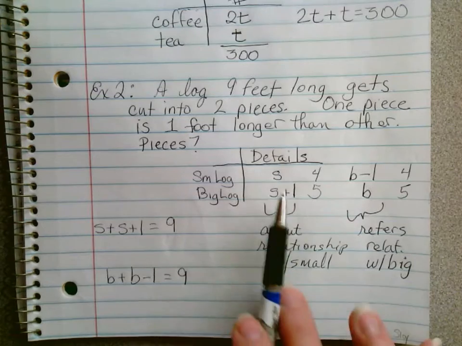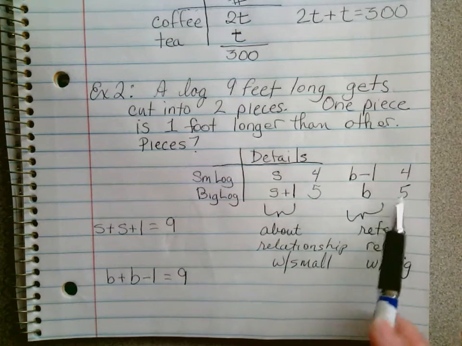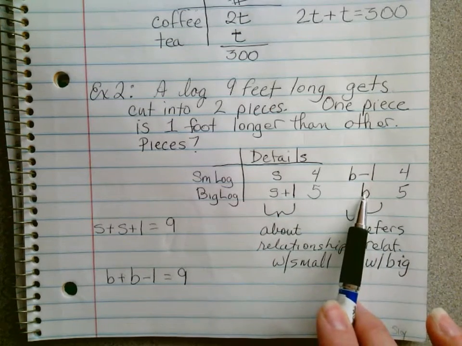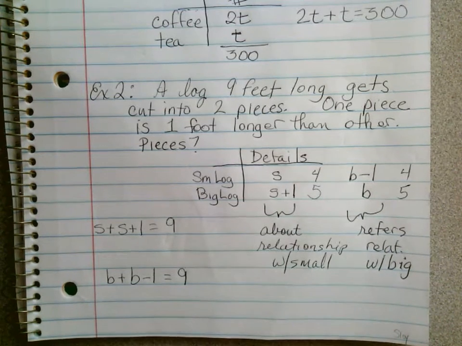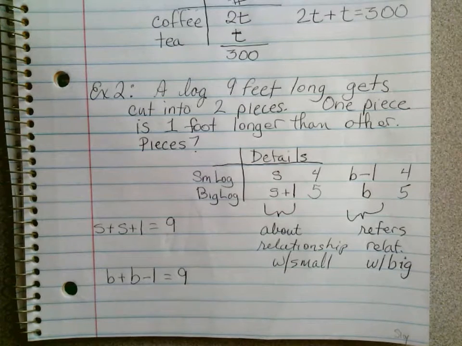So based on the relationship the numbers have, I know this one's 1 smaller than the big one, and I know this one's 1 bigger than the small one. So it's all about what you're referring to, right? Old or younger, big or smaller. Okay, things like that.